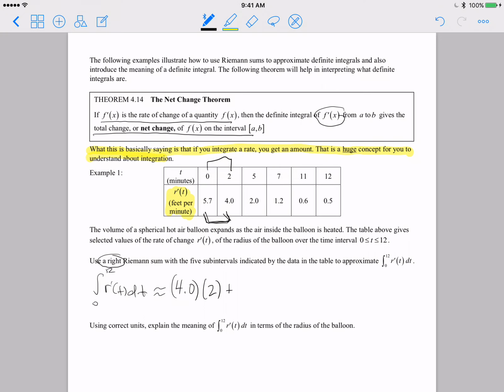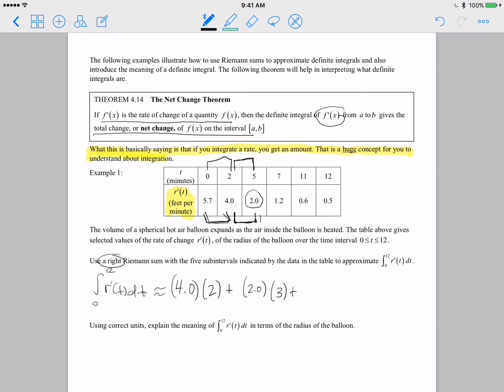Plus, now I go to the next rectangle on the next subinterval. The next subinterval is from 2 to 5. Again, I'm doing a right Riemann sum, so I'm going to take the right-hand number in that subinterval, which is the 2.0. So I'm going to write that down, 2.0, and then multiply by the width of that subinterval, and the width is 3, since the subinterval went from 2 to 5. So it's basically just the difference in the t values.